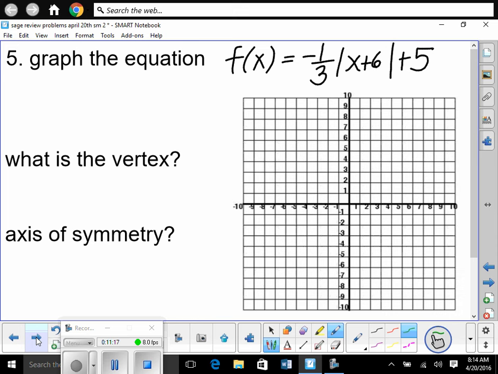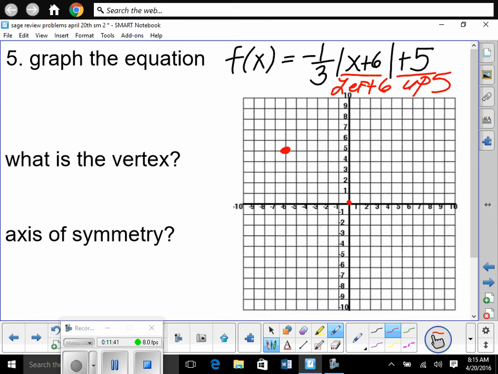So the first thing we always do with any function is determine our starting point, which is where, if it was starting at the origin, which a non-shifted function does, (0, 0), we've now shifted this, what? You tell me. Left 6 and up 5. Good. So we're going to start at the origin, go left 6 and up 5.